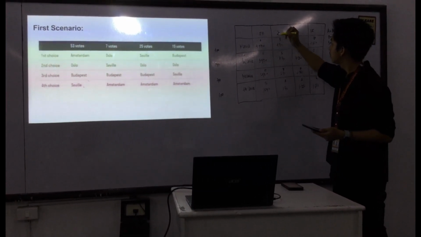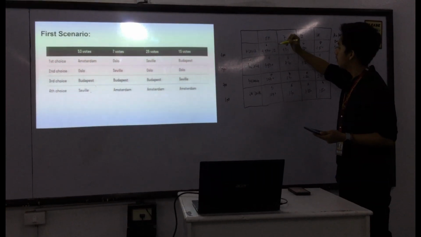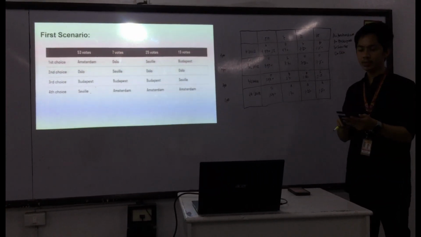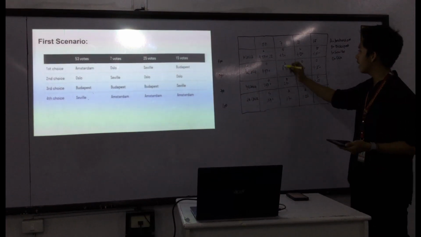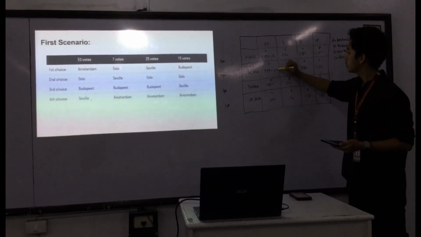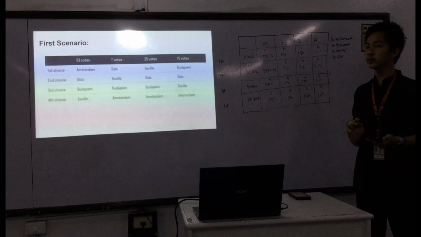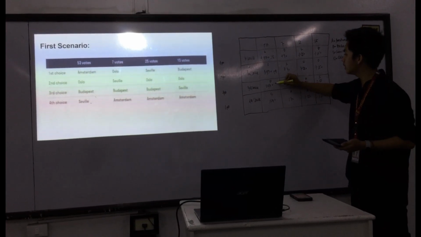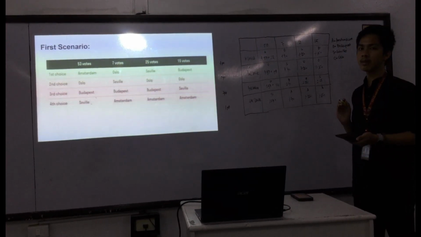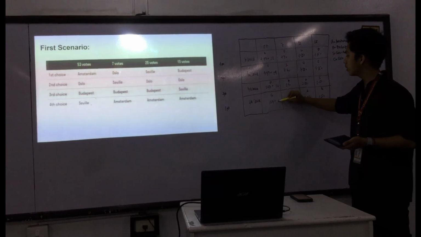4 times 53 we have 212. 3 times 53 is equal to 159. Then 2 times 53 is equal to 106. Then 53 times 1 is equal to 53.